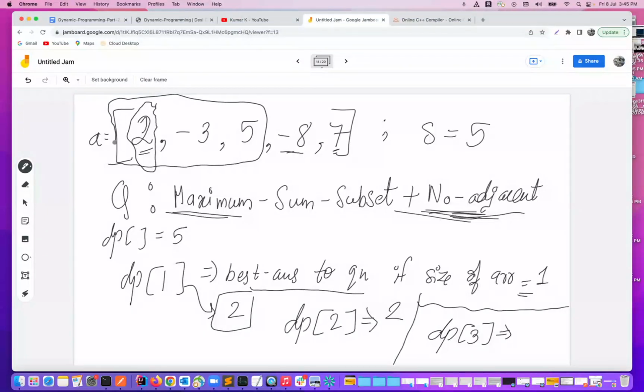Just this much array you have to look at. Forget the rest of the array. Just look at the first three numbers. What will be the answer? dp of 3 means the answer for the first three numbers.